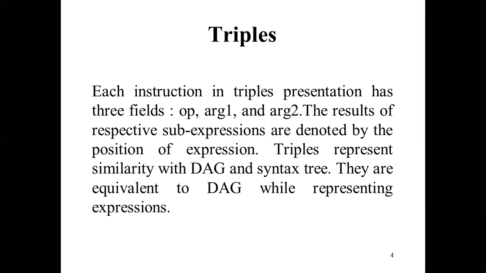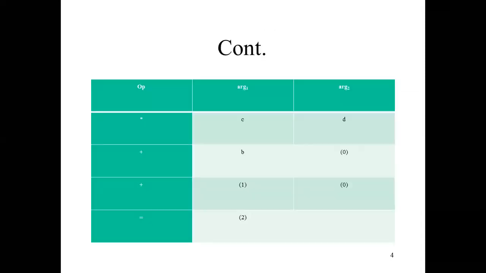So the DAG, directed acyclic graph, is somewhat the same as the syntax tree, but DAG is the compact form of the syntax tree, or we can say the compressed form of the syntax tree. Now, if we consider the same example as yesterday, how will we indicate it with the help of triples?